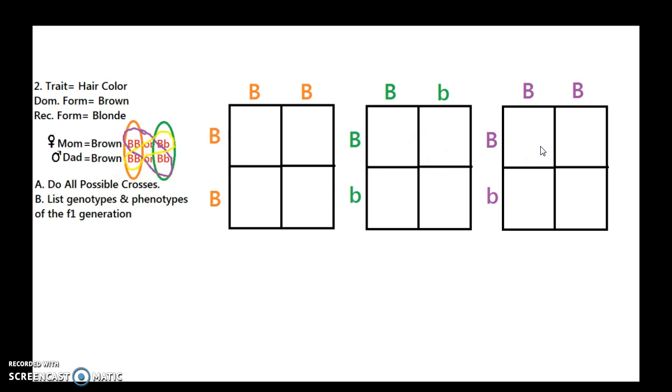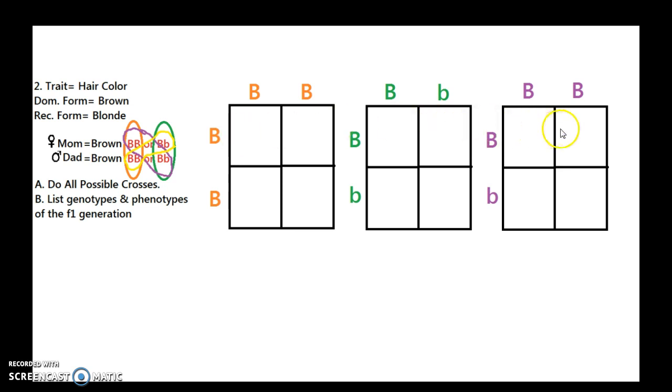Now you might be wondering, Mrs. Schaffern, what about the chance that mom is heterozygous and dad is homozygous dominant? If you look at these letter combinations, it's actually the same as what we circled in purple. So we really do not need to redo that Punnett square, because we've already done it for purple.